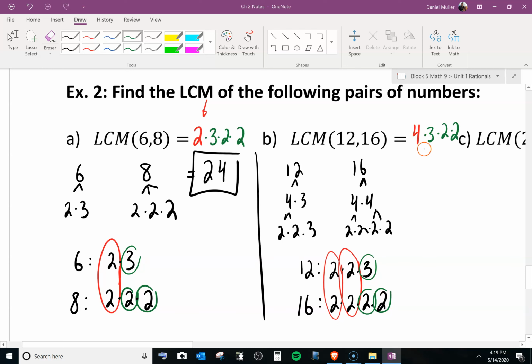Now 4 times 3 here is 12. 12 times 2 is 24. 24 times 2 is 48. So if we listed out all the multiples of 12: 12, 24, 36, 48, and 16: 16, 32, 48, 48 would be the first one that would be common.